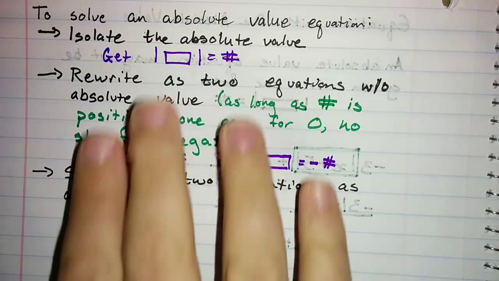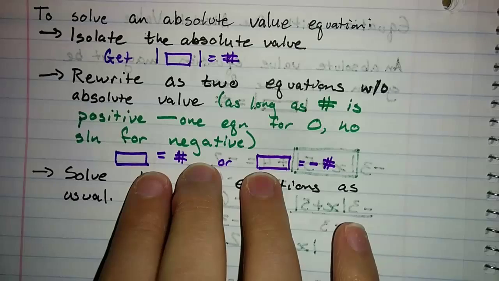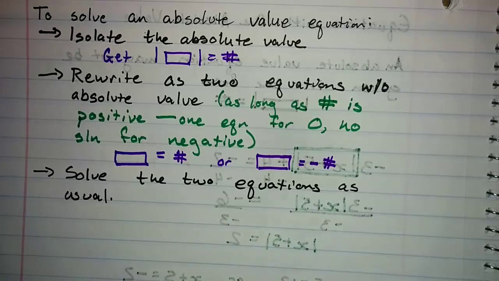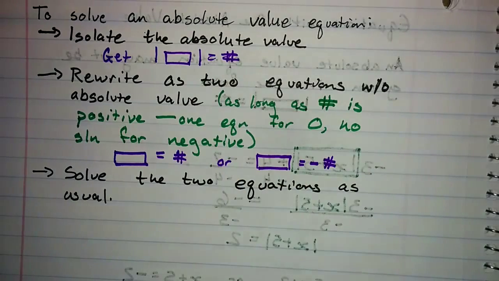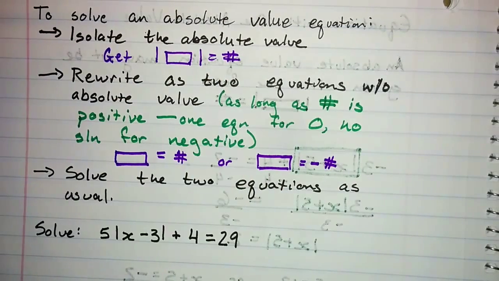Now this procedure, isolate the weird thing, somehow rewrite to get rid of the weird thing, and then solve equations without the weird thing, is going to be a very common procedure that we're going to meet over and over again. So for the moment, this only applies to absolute values, but it will apply elsewhere in the future. I'm going to give you an example to work following this procedure. Solve 5 times the absolute value of x minus 3, plus 4 equals 29. Pause the video and try this now.